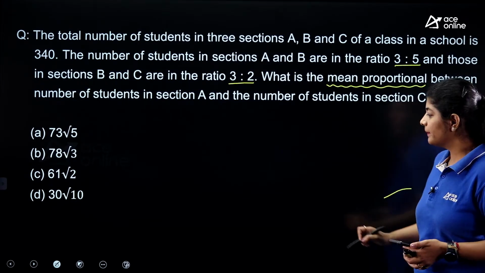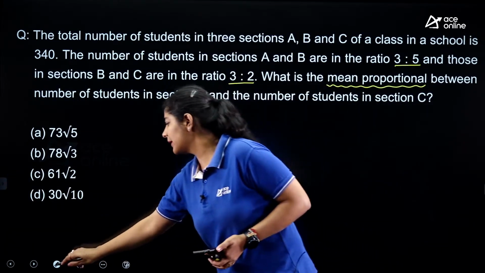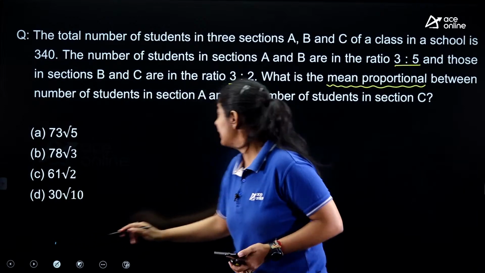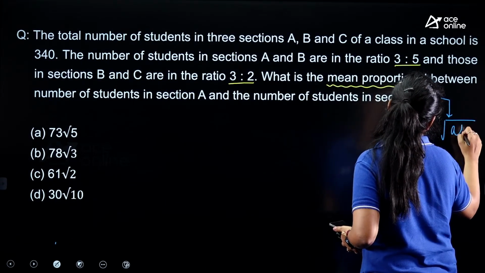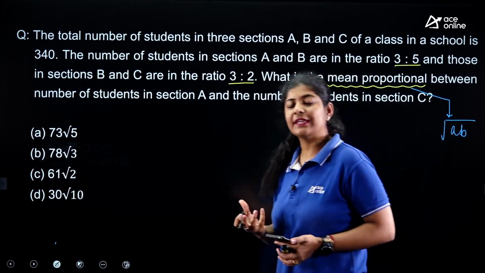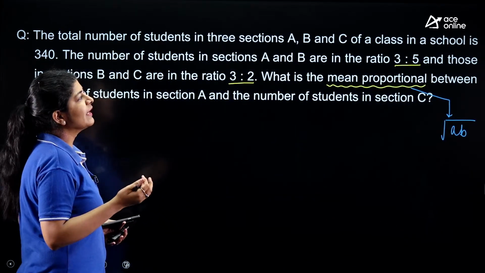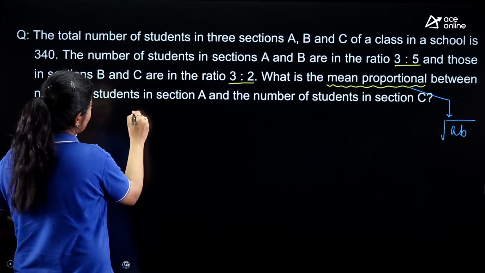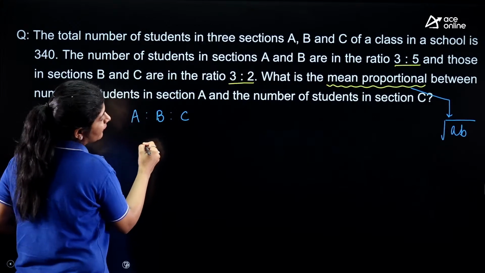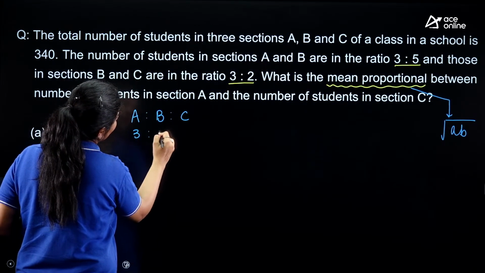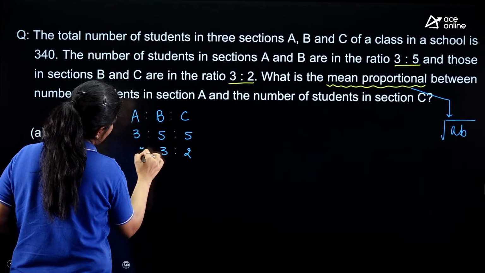Okay. So basically we simply need to find the mean proportion, and the mean proportion is the square root of AB if we have A and B as the two values, right? The question says we have three sections, so first we need to find the combined ratio. The first ratio is 3:5 and the second ratio is 3:2, right?